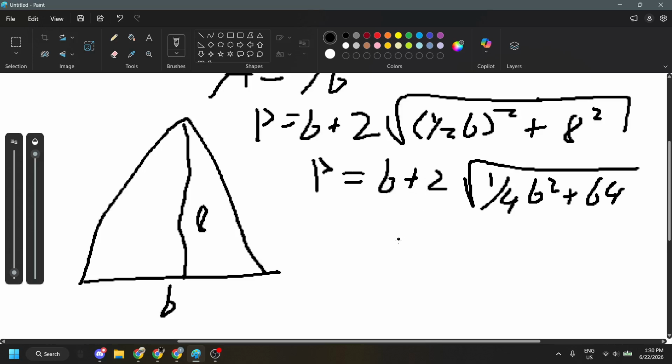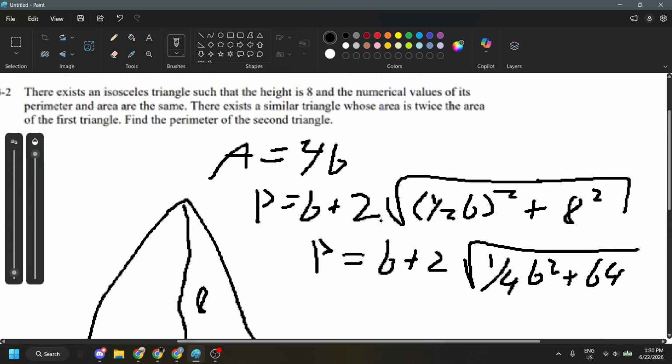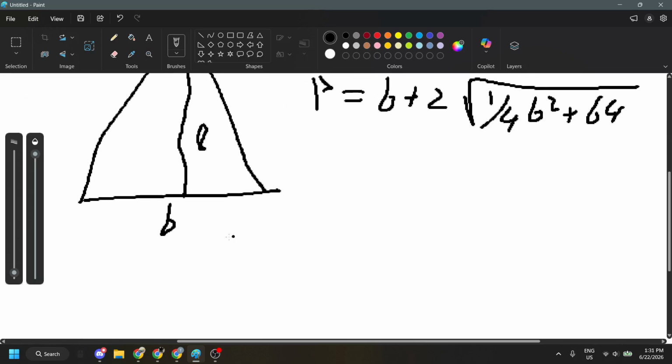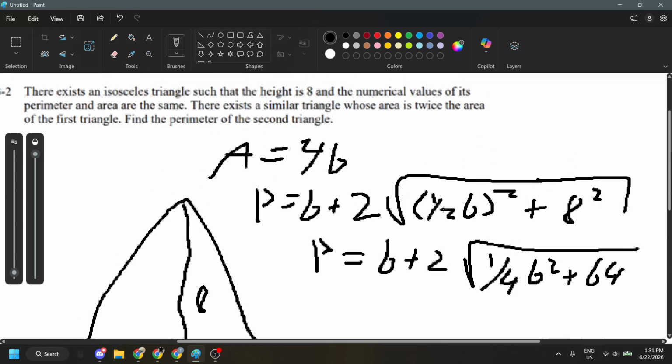Can we solve for b? Okay, so I guess this is where it's hard, because this is like a weird thing. Okay, so there's a similar triangle whose area is twice the area of the first triangle. So triangle 2's area is equal to 8b. Find the perimeter of the second triangle.